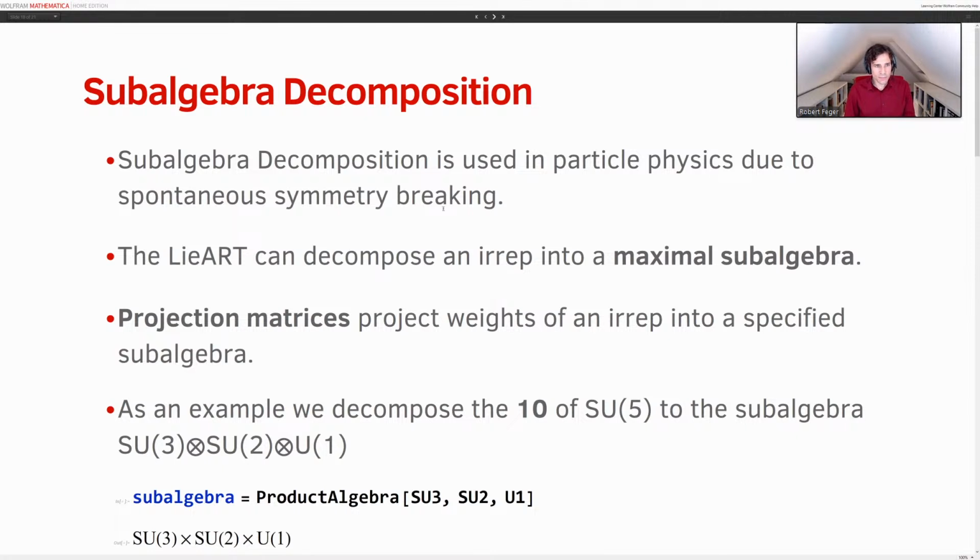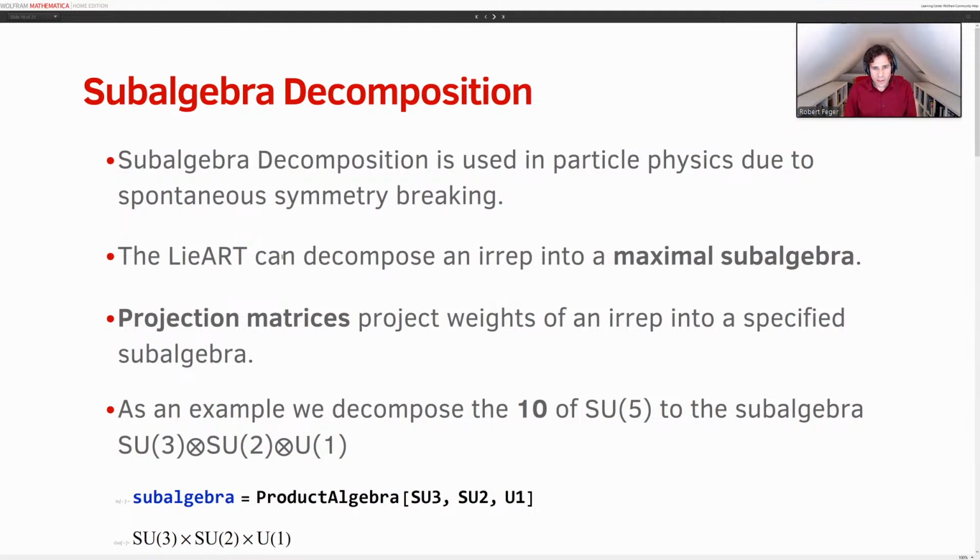Subalgebra decomposition. Subalgebra decomposition is used in particle physics due to spontaneous symmetry breaking, and it's especially used in grand unified theories, because you have the standard model gauge group, which I mentioned earlier, and it's a non-semi-simple Lie algebra, and you try to put that into a simpler group, into a higher group, but which is simple. And then you break everything down to the standard model gauge group.